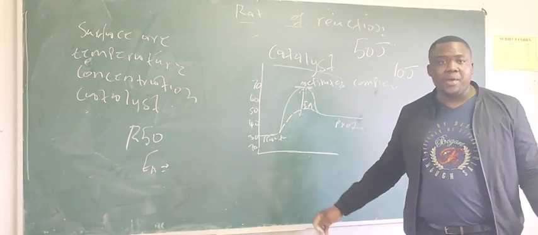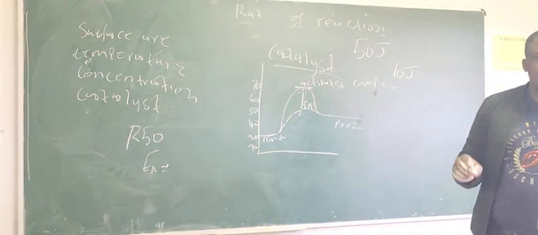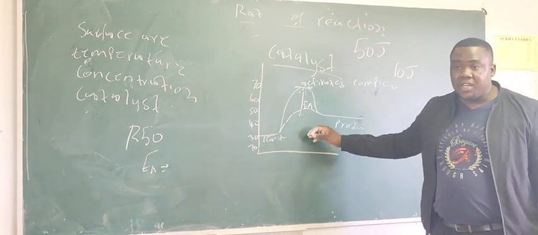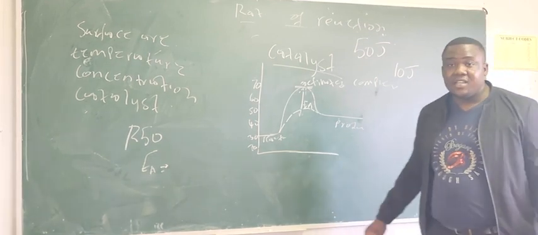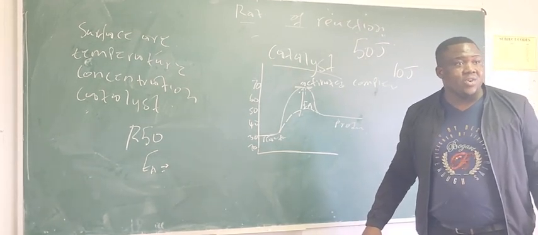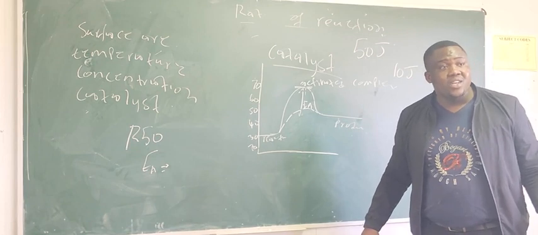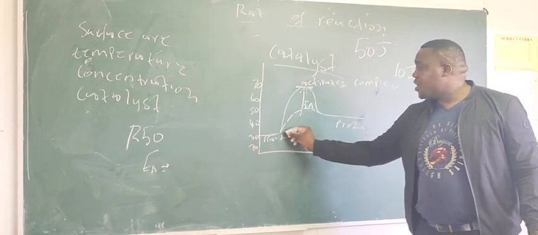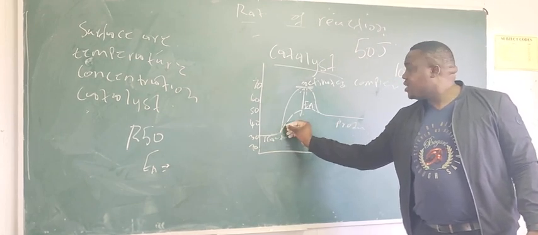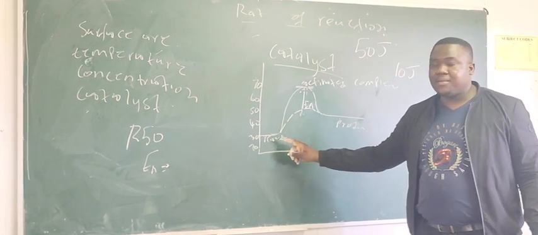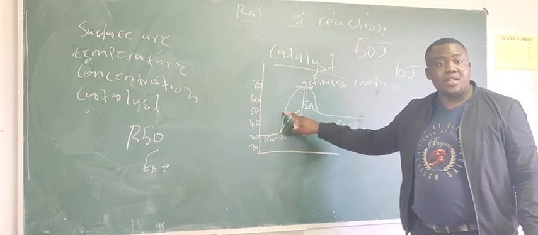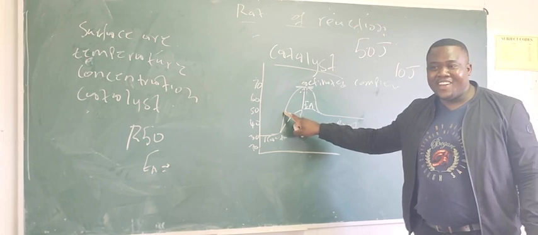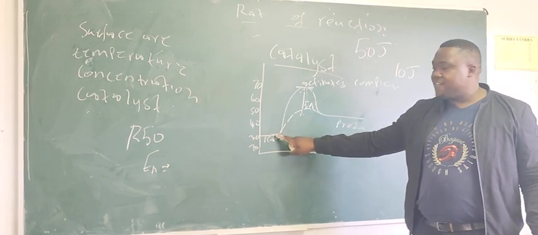So in order for a reaction to be activated, it will need a small amount of energy. A question will come and say, show us the effect of a catalyst. You know what you do? You draw a dotted line.